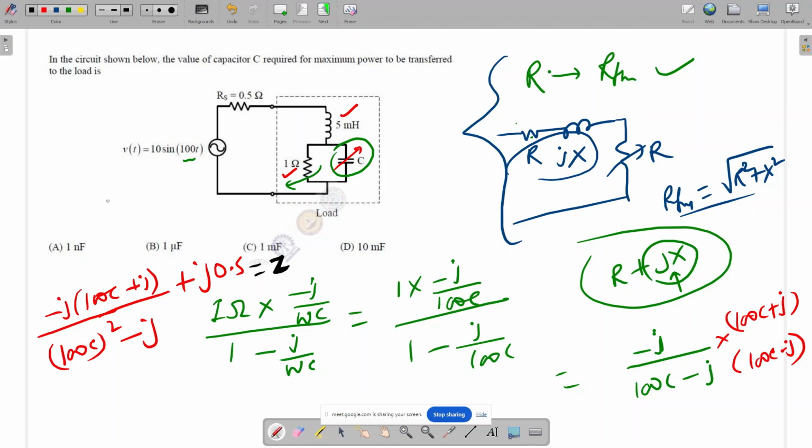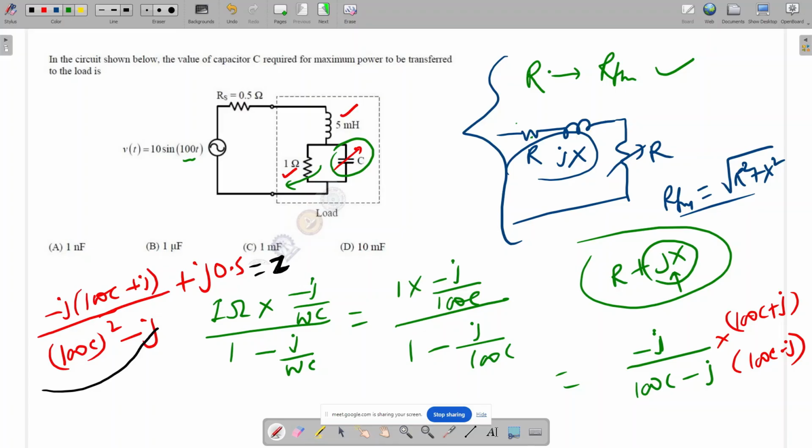So for maximum power transfer, what is the condition? If the impedance is complex and any part is variable, either L or C, then it should be the conjugate, purely resistive. Then only it will draw maximum power. So what will be the condition? If conjugate. Sir, yes, conjugate to which case?